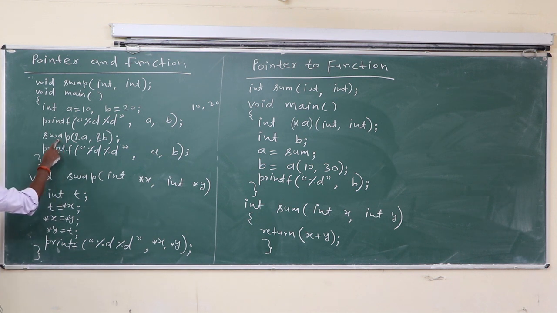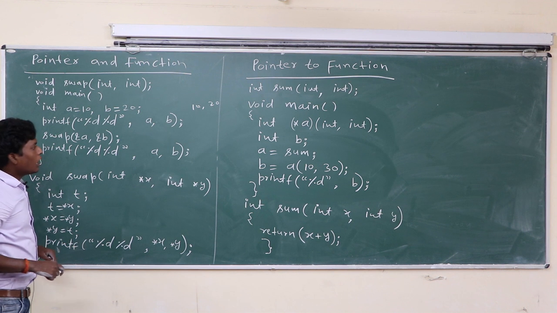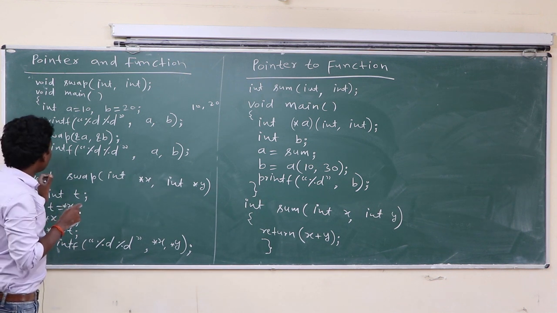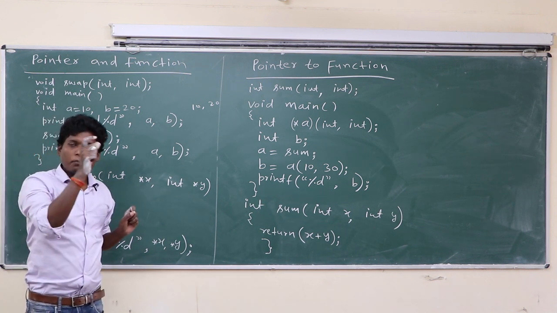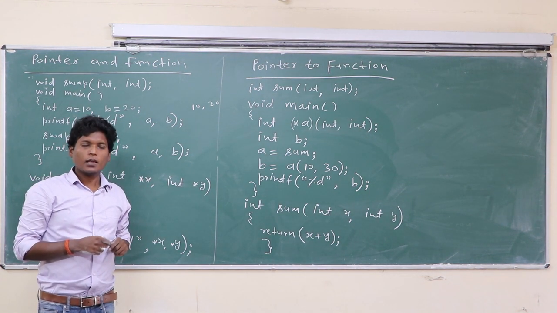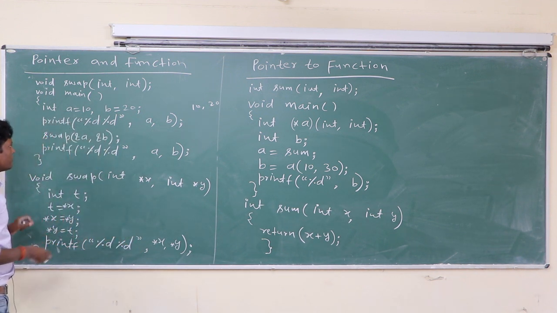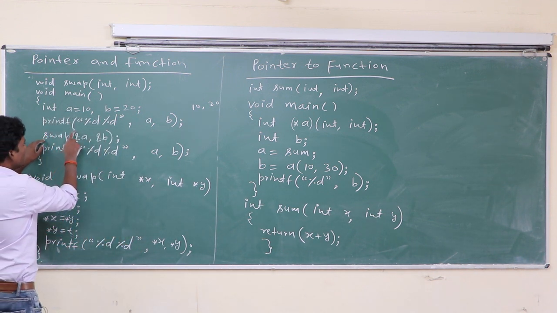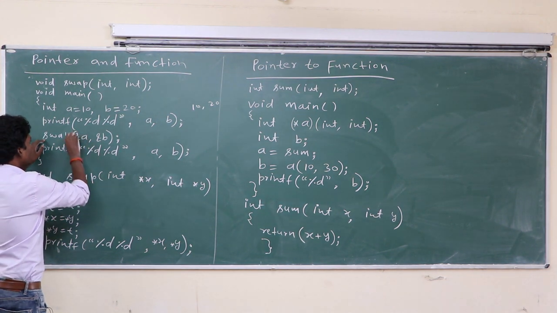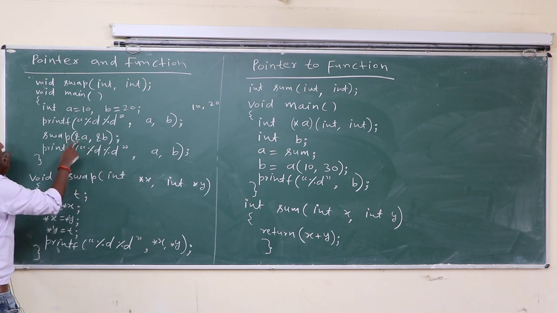Here swap is a function. How do we recognize a function? A valid name followed by small brackets is known as a function. Any valid name followed by small brackets, open and close, is known as a function. So swap is a valid name, there is a small bracket here, so this is the function. This swap function is called in the main function. So main is the calling function, swap is the called function.